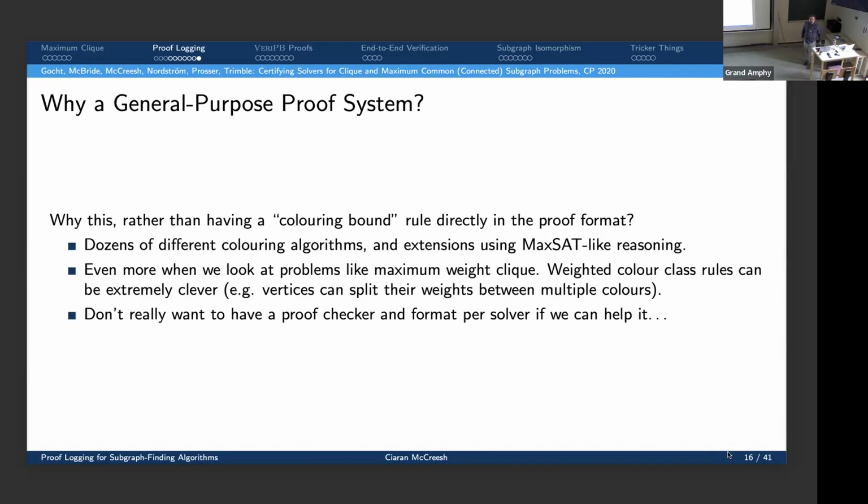And these clique algorithms are not like SAT solvers, so every SAT solver does CDCL and pretty much exactly the same thing with slightly different heuristics. Some people are going to hate me for saying that. Whereas clique solvers really vary in what we do, so we don't want to have a proof checker in format for every solver.